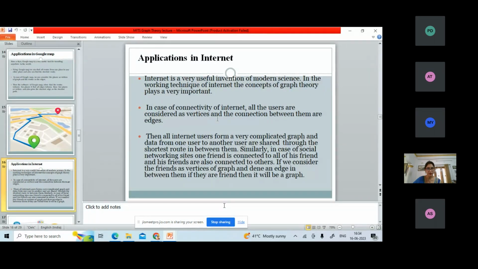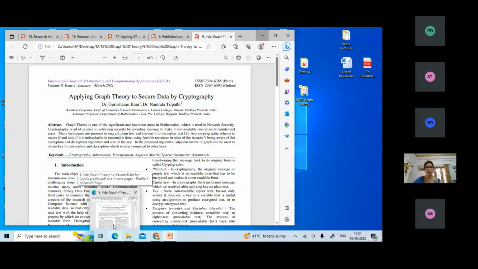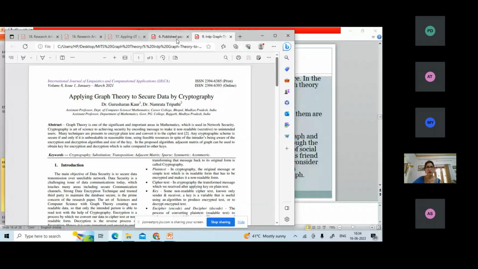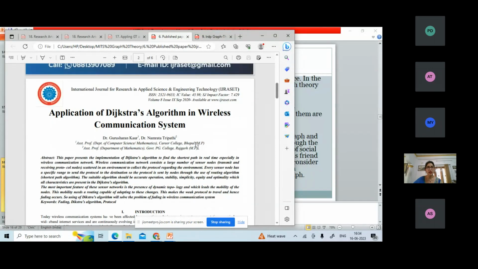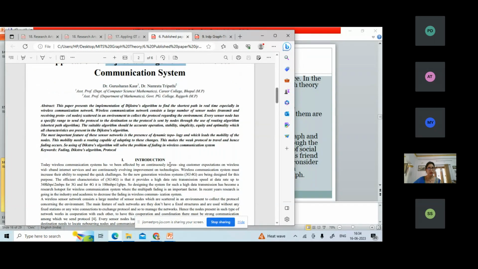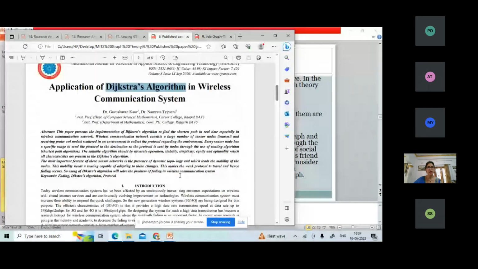Similarly, I will show you one of my papers. This is the application of the discrete theorem in wireless communication. Here I am using a discrete algorithm for finding the shortest path. I read this paper at a conference also, and I got the second prize.